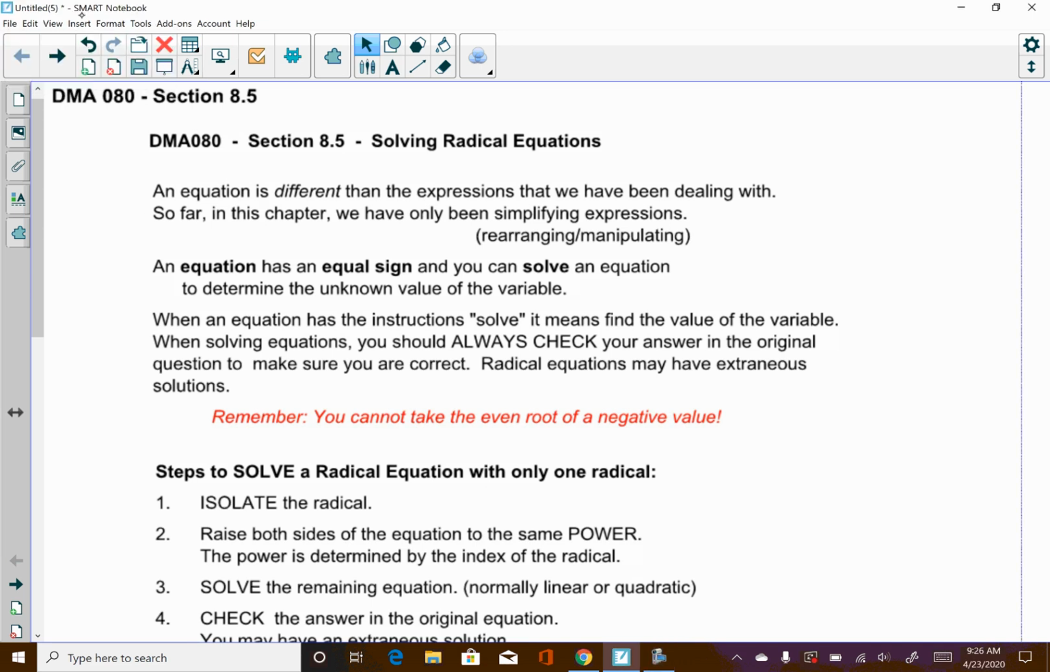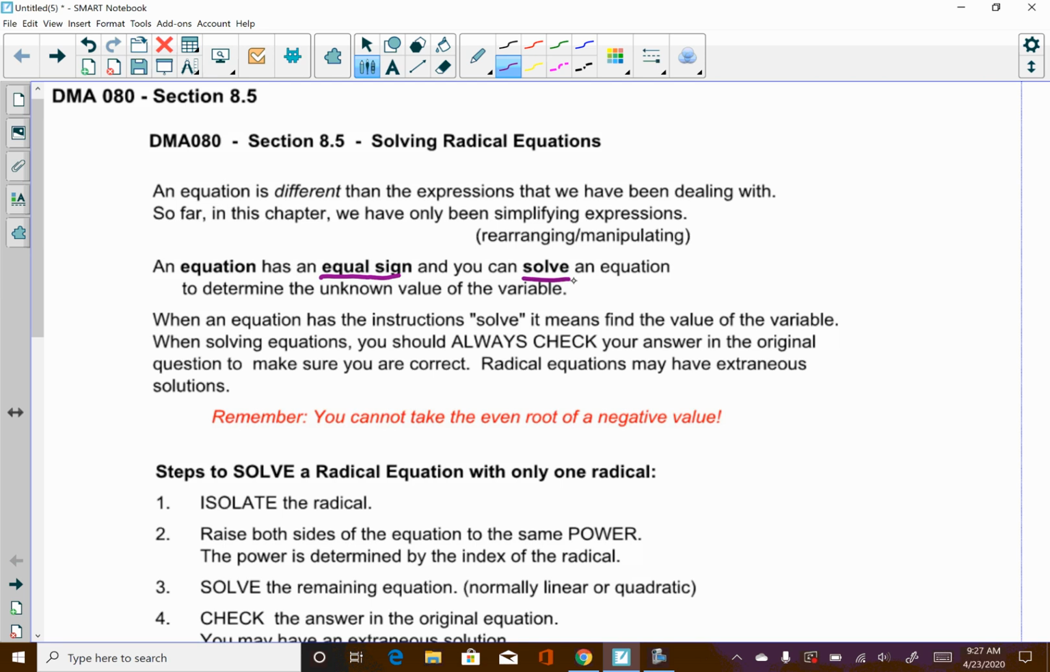Okay, in this video we're looking at section 8.5, which is solving radical equations. The only thing different here in this particular section is that up until this point we've been looking at expressions, and the only difference now is that we'll be looking at equations. And remember, equations involve an equal sign, and whatever we do to one side we have to do to the other, and we'll actually be solving it.